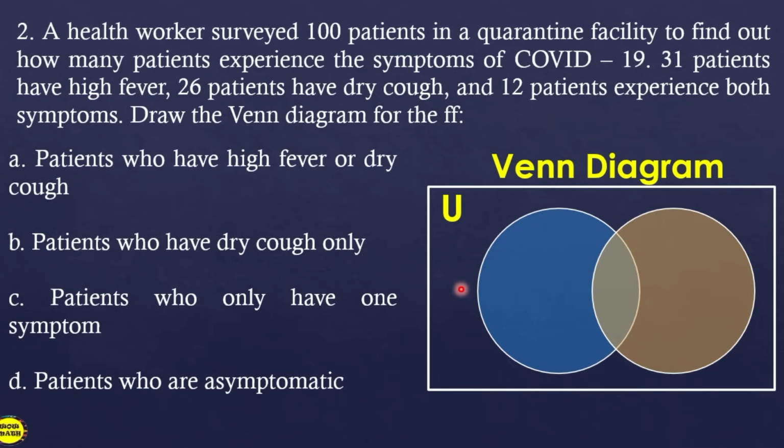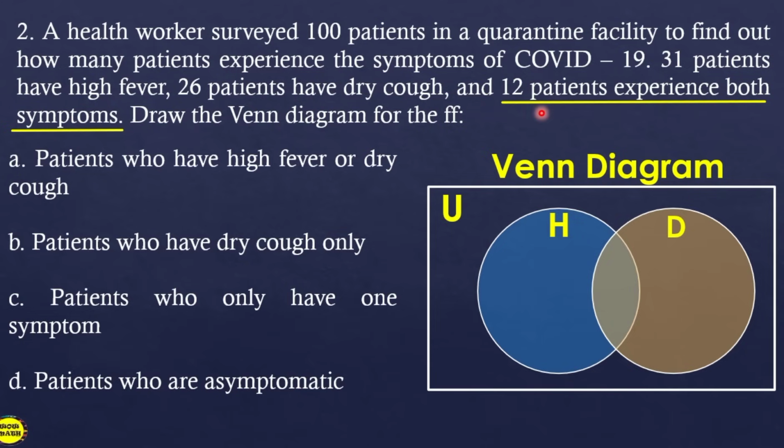Okay? So, meron na tayo ditong Venn diagram. Since ang ating events ay dalawa, asan po yun? We have high fever. So, lagay natin dito ay H. And then, for dry cough, lagay natin D. Okay. So, we have here 12 patients experience both symptoms. So, kapag gumagawa tayo o nag-i-illustrate tayo ng Venn diagram, lagi po natin uunahin yung intersection. Okay? Intersection po muna ang uunahin natin.